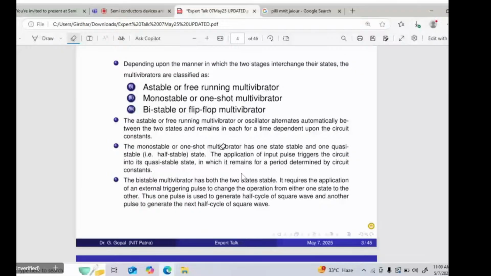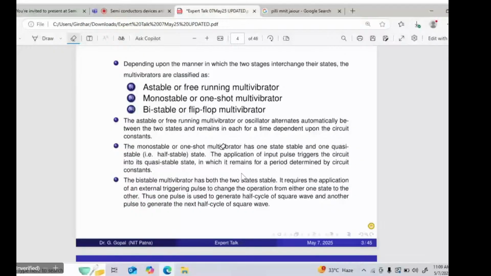Now come to the bistable multivibrator. In the case of the bistable multivibrator, as the name suggests, it has two stable states. For switching of the state, for example, from plus V set to minus V set, there are two states, plus V set and minus V set. For switching of these states, it requires an external trigger.